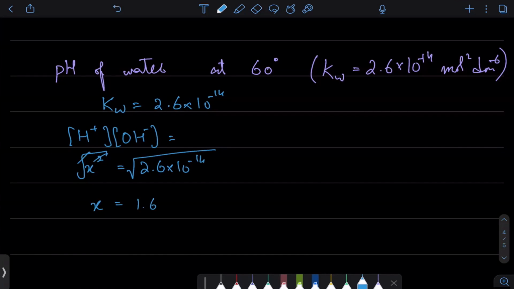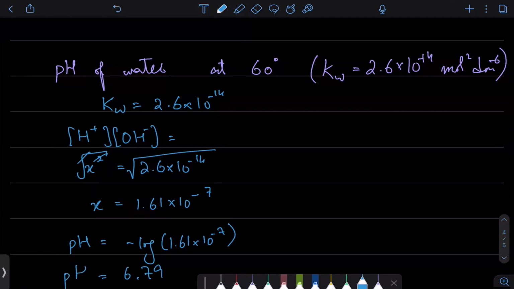It is 1.61 into 10 power minus 7. So my pH is minus log of this, which is going to be 1.61 into 10 power minus 7. And minus log of this is going to be 6.79.